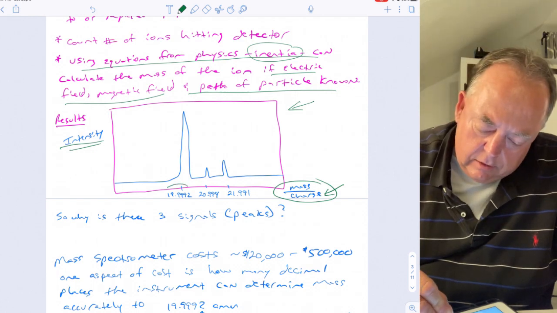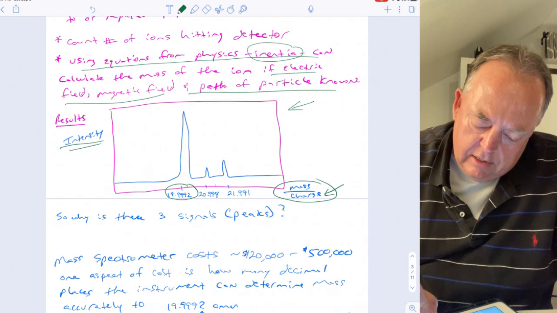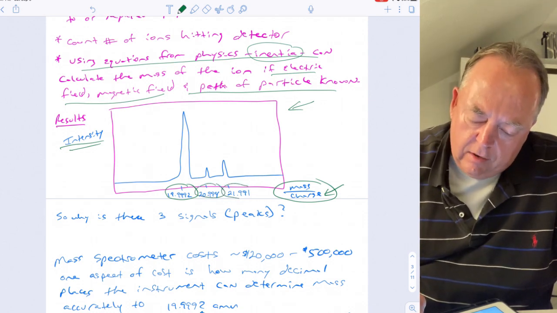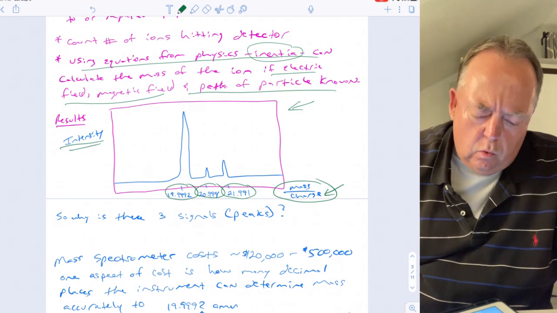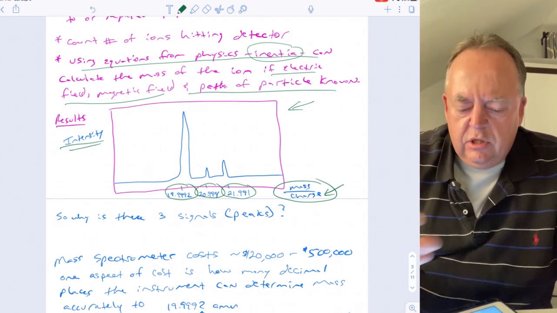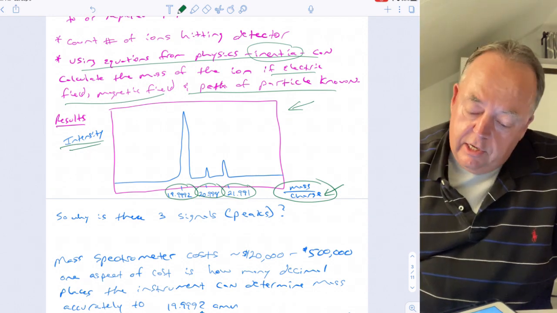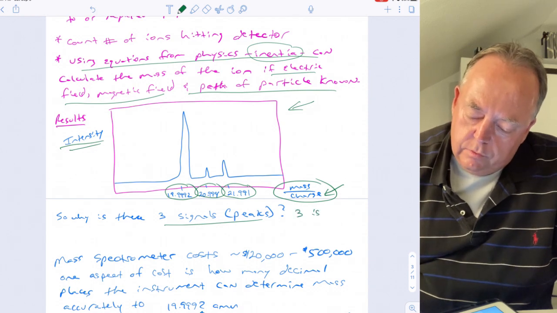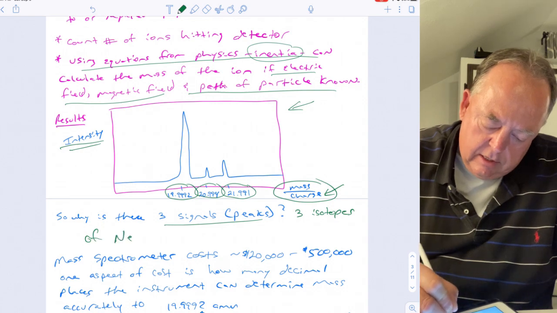So you get a signal at 19.9992 atomic mass units, you get a signal at 20.994 atomic mass units, and one at 21.991 atomic mass units. So why do you get 3 different signals? This was just a sample of neon that you put on the instrument. Why do you get 3 different signals or 3 different peaks? Because there are 3 isotopes of neon in nature.